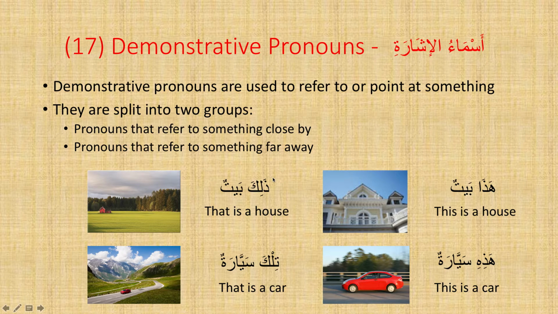So moving on to pronouns that refer to something that is far away. ذلك بيت. That is a house. So ذلك is the demonstrative pronoun here. تلك سيارة. That is a car. So تلك means that, and it is the female version of ذلك, as we are referring to a feminine object.